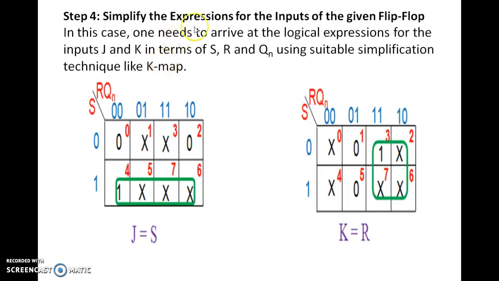The fourth step is to simplify the expressions for the inputs of the given flip-flop. Taking S, R and Q as inputs to your K-map, get the expression for J, and fill the values you had got in the J column inside the K-map. Here I get a quad. So the value for this is J equal to S. Here also for K I have filled the K values. Here also I am getting a quad. So this is R. So K equal to R.